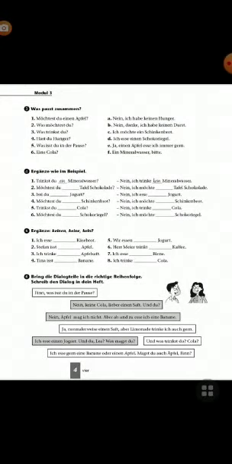Then we have was passt zusammen. Here again we have to match the following. I'll give you one example. This we have done so many times. Questions like this. So, möchtest du einen Apfel? Would you like to have an apple? Next one. Was möchtest du? What would you like to have?